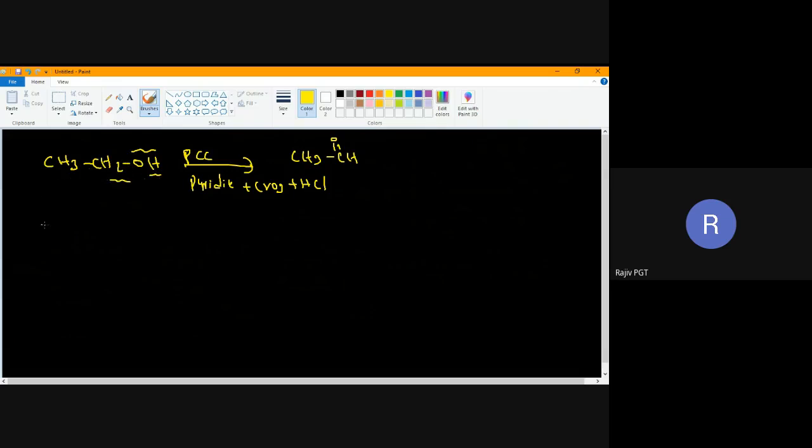One more reaction I will write. Let me take a secondary alcohol, CH3CH(OH)CH3. Try with CrO3 in presence of H2SO4 and acetone. This will be converted to ketone, CH3 C double bond O CH3, removing one hydrogen from here and one hydrogen from here. Now this part we have completed.